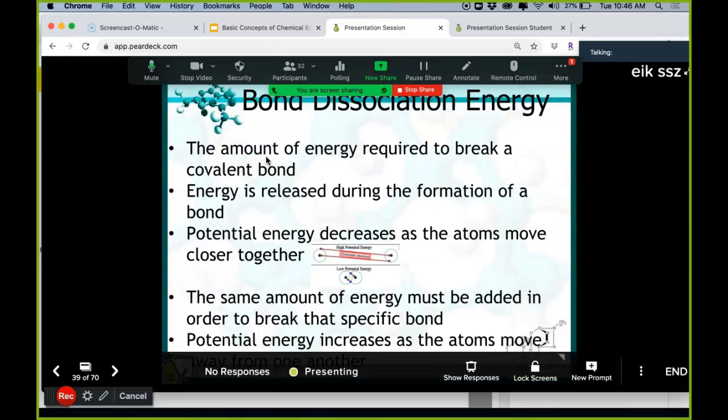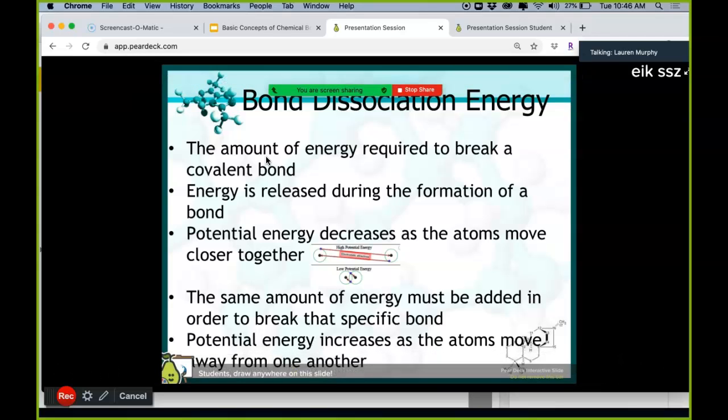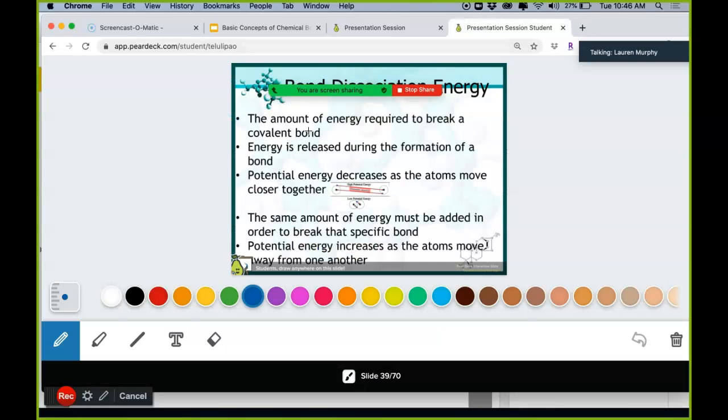Okay. So, let's talk about bond dissociation energy. Bond dissociation energy is the amount of energy required to break a covalent bond. And the energy is released in the formation of a new bond. So breaking bonds, remember, this actually ties into thermo. Breaking bonds, endothermic. Bond formation is exothermic. Okay, so the numbers are equal and opposite in sign.